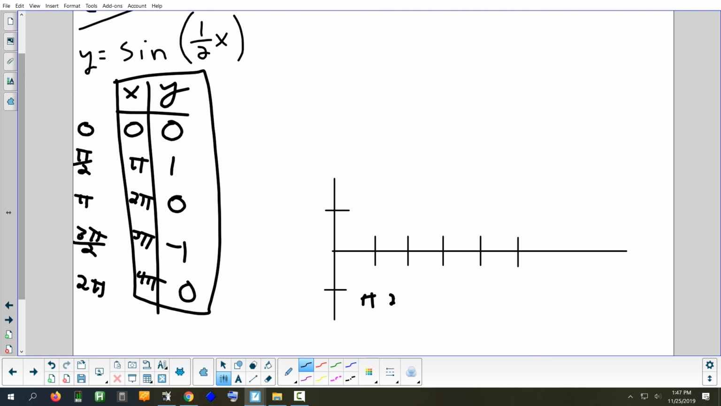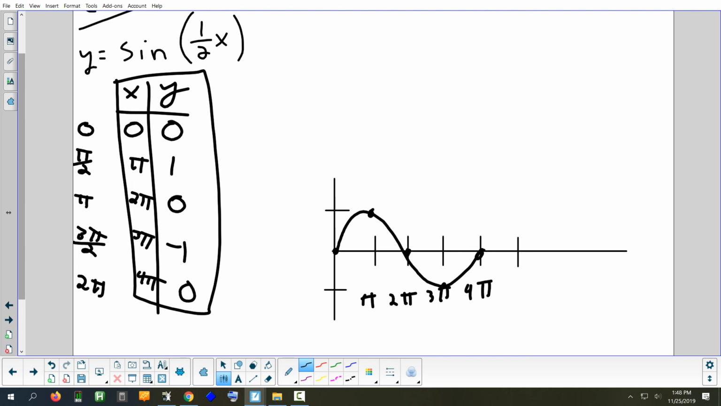So pi, 2 pi, 3 pi, 4 pi. Not going to worry about the y's because I'm going to go by ones. 0, 1, 0, and back to 0. Now, that doesn't really look stretched or compressed at all. Looks just like all the other ones I've done. How come? Because I changed my x values. Yeah, I changed my scale.